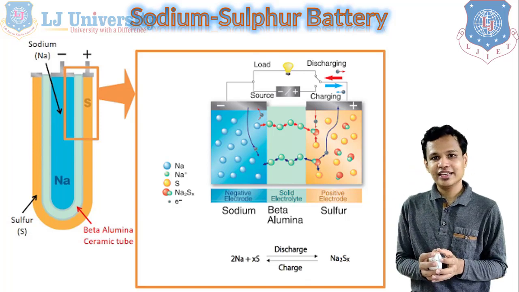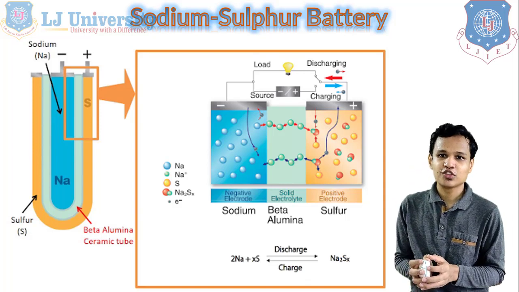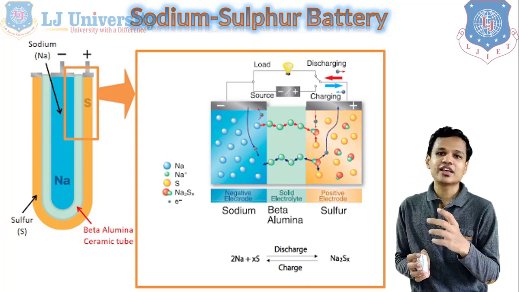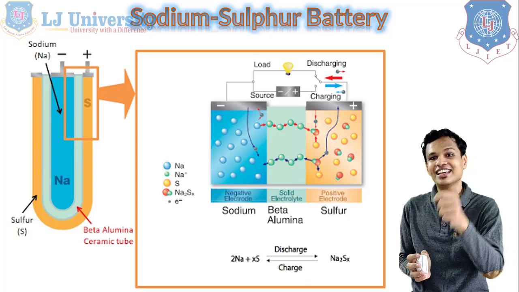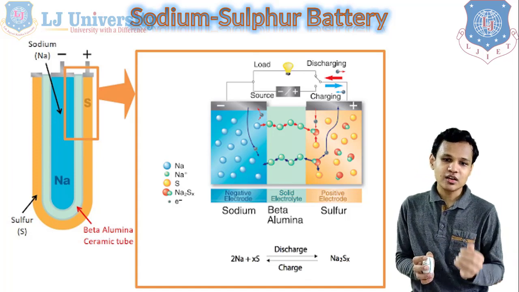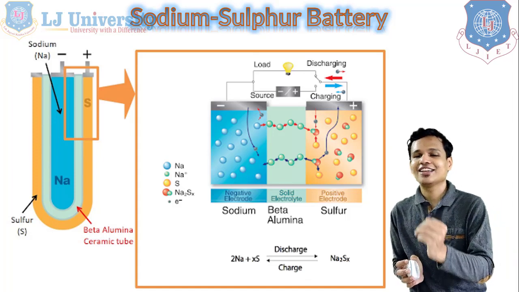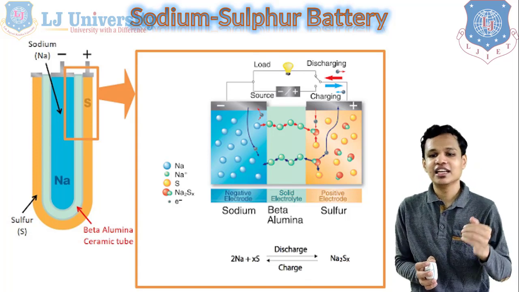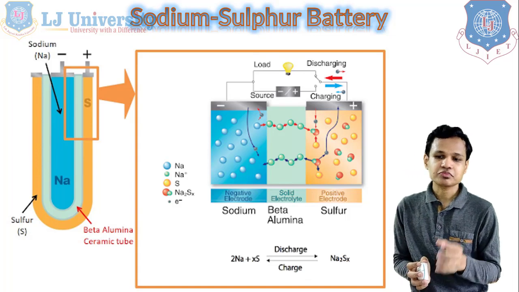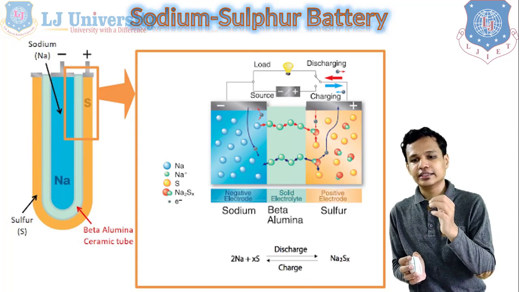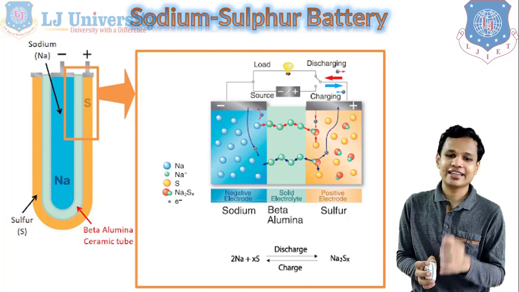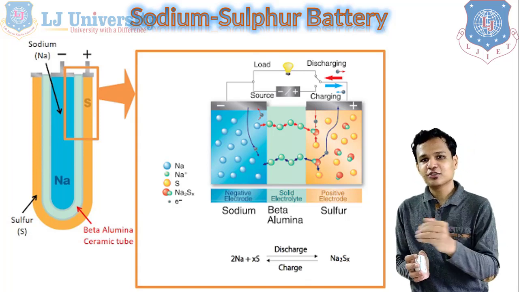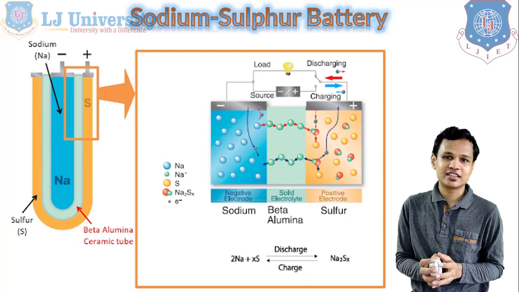The first one is the sodium-sulfur battery. In the sodium-sulfur battery you can see that sodium is used as the negative electrode, which is in liquid form, and sulfur, which is used as the positive electrode, is in liquid form as well. The beta alumina that is used as electrolyte is a solid. You can see that it has been used in tube form in the battery this time.